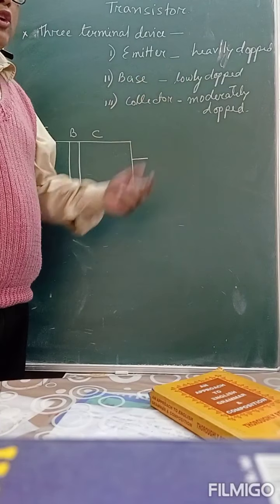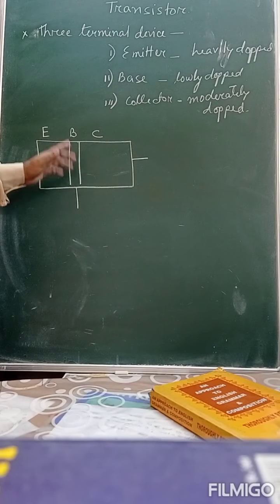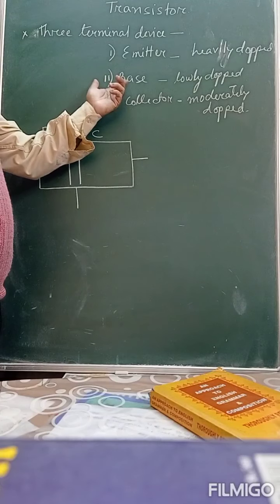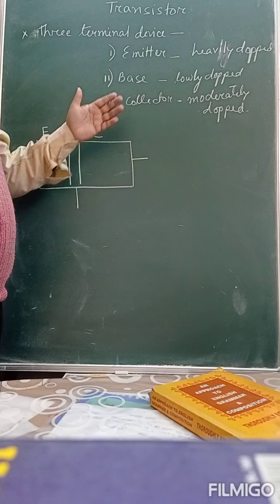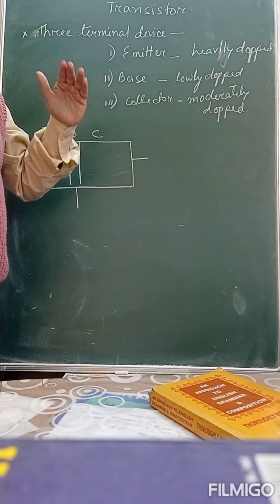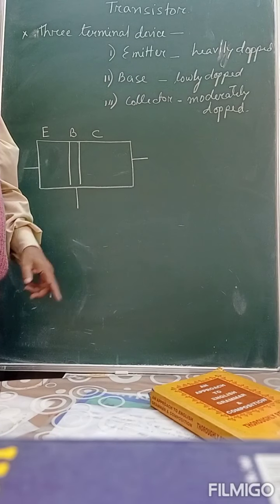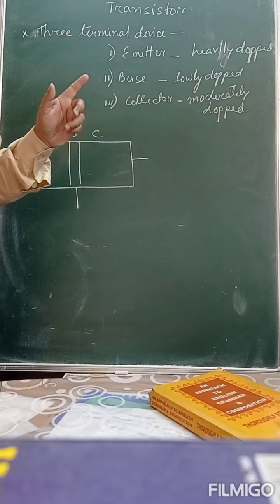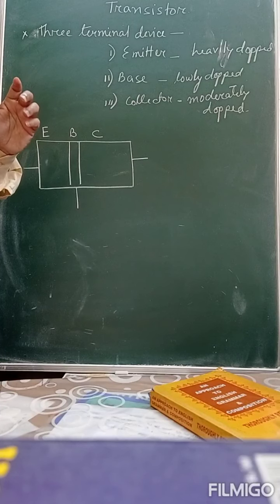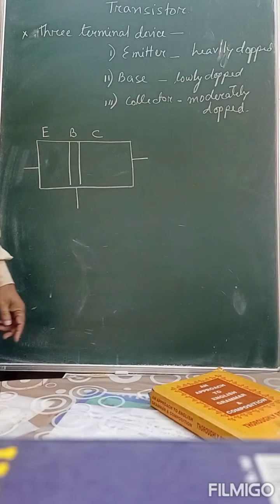And base is lowly doped and it is very thin, because the basic aim of the base is to control the current, or the flow of majority charge carrier that moves from emitter to collector. So here the basic aim of the base is to control the flow of majority charge carriers from emitter to collector. Therefore base is lowly doped.